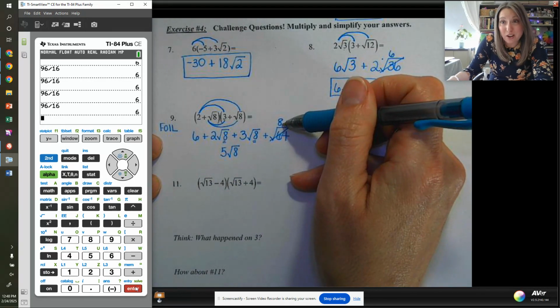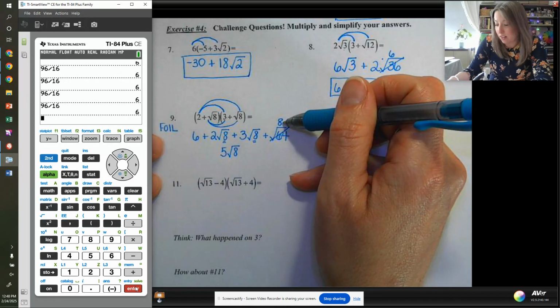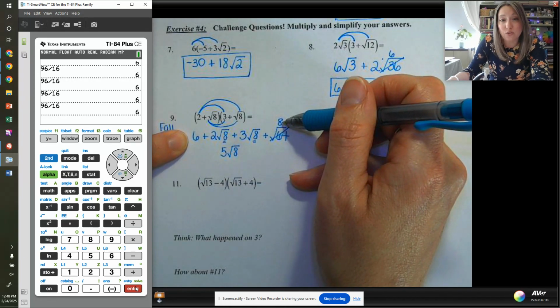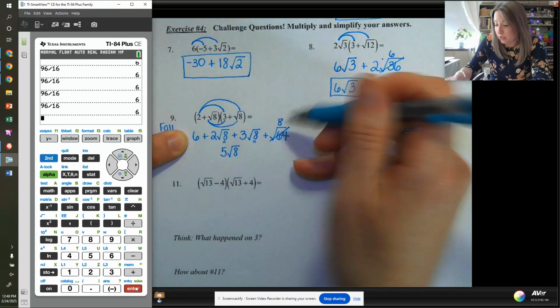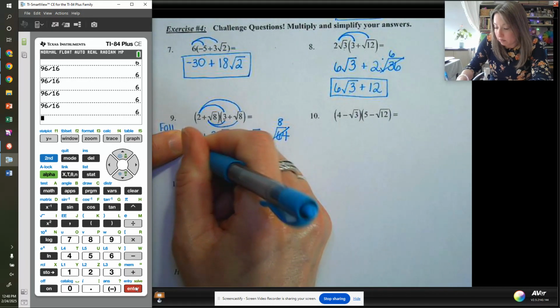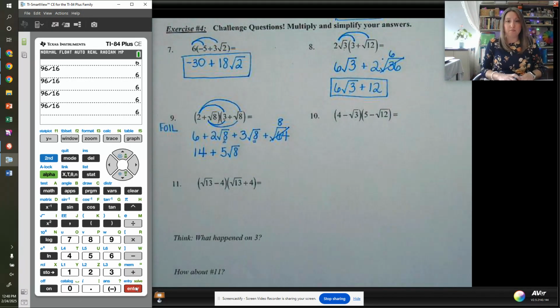This 8 that you took out of the radical 64, that's rational, just like 6 is rational. Those are 2 numbers. Add them up, you get 14. 6 plus 8 is 14.